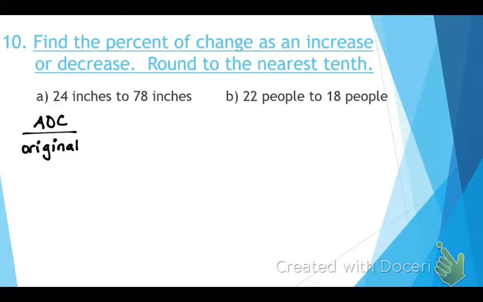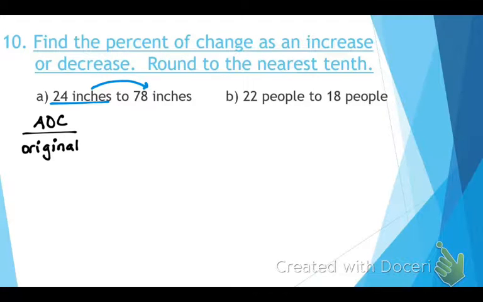So let's just kind of talk about this. Let's imagine that this was a tree that got planted. It started off at the beginning of the year at 24 inches, and it grew to the end of the year to be 78 inches. Did that tree increase in size or did it decrease in size? It increased, okay? So in the end, we're going to know this was an increase. How do I find how much it increased? If it was 24 and it got to be 78, how do I figure out how much it changed?